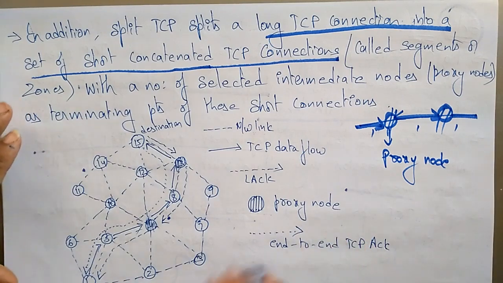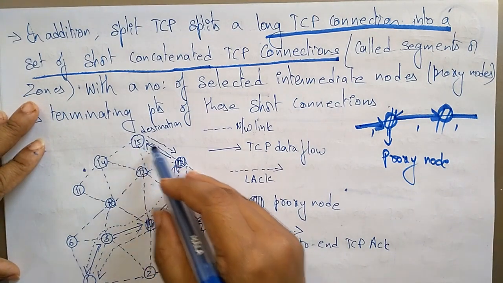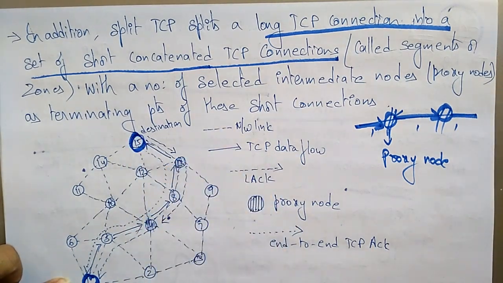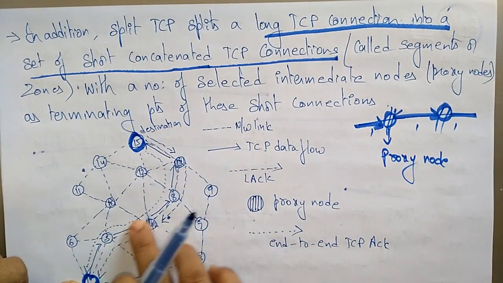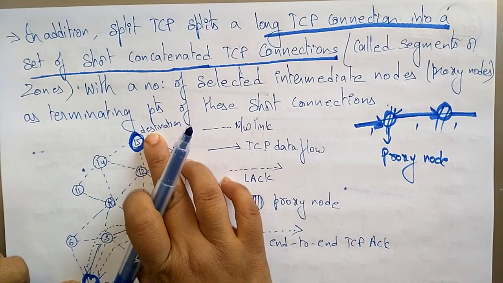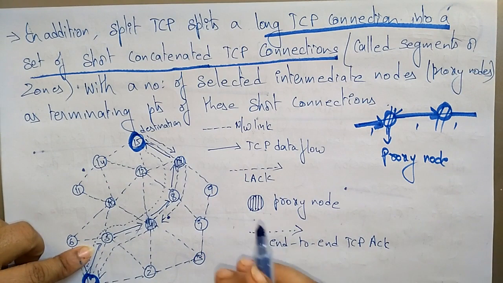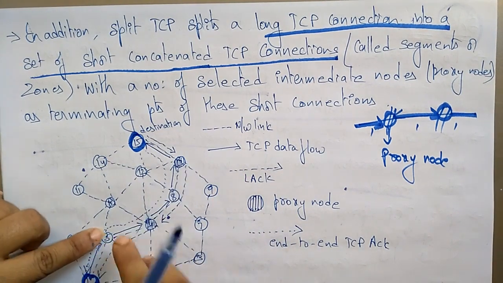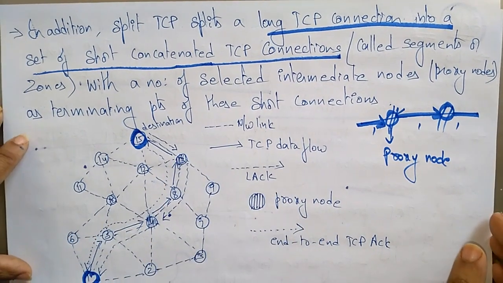See here the diagram. Here completely one TCP connection was there, from source 1 to destination 15. So from 1 to 15 there is actually one long TCP connection. This long TCP connection is split into short concatenated TCP connections, which we call segments. From this node to this is one segment, another segment, another segment, or else you call them zones.